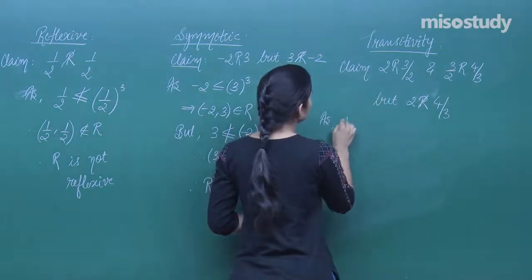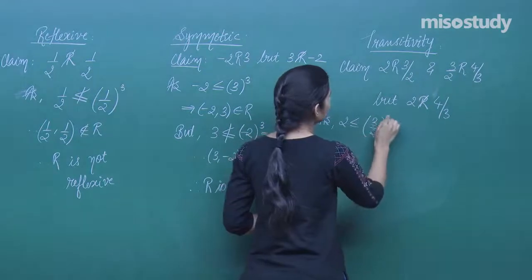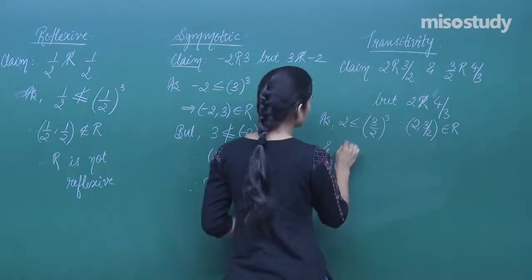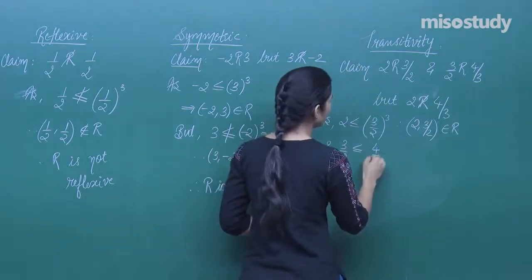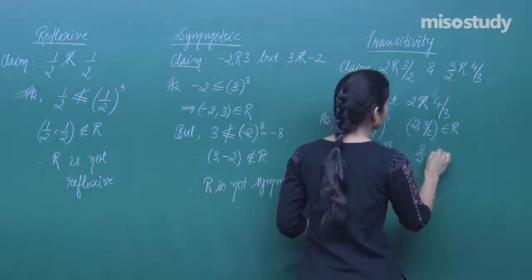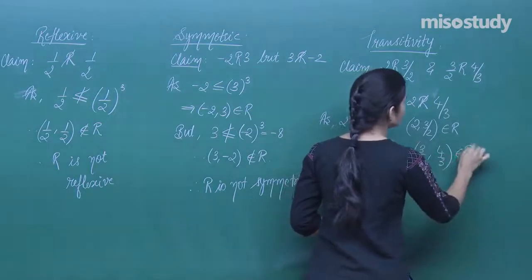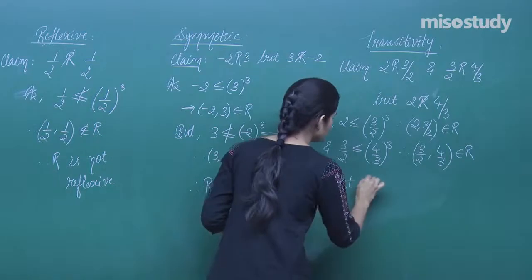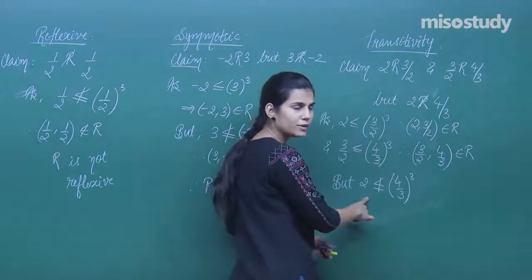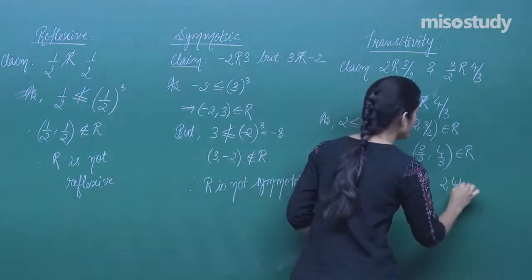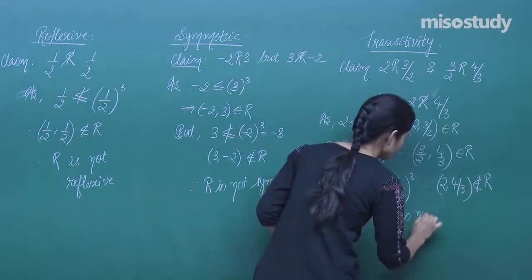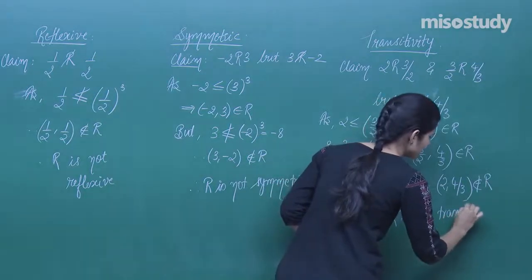You can clearly see 2 is less than or equal to (3 by 2) cube. Therefore, (2, 3 by 2) belongs to R. Also, 3 by 2 is less than or equal to (4 by 3) cube, and therefore (3 by 2, 4 by 3) also belongs to R. But 2 is not less than or equal to (4 by 3) cube. This is a very small quantity. How can 2 be less than it? And therefore (2, 4 by 3) does not belong to R, and therefore R is not transitive.